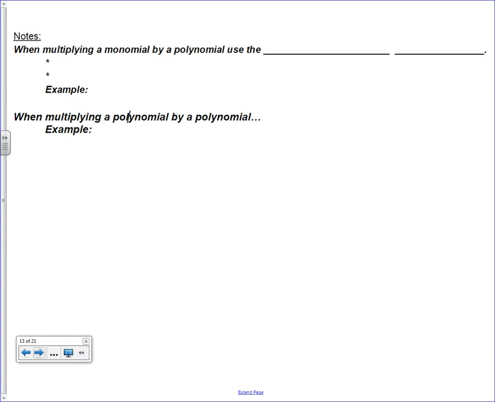So can somebody tell me a monomial? 3x. Can you give me a power on that? Great. Now can you give me a polynomial? Great, we'll just call it there. Is that a polynomial? It is. Now, what do I have to do to this to multiply it? You use the distributive property.